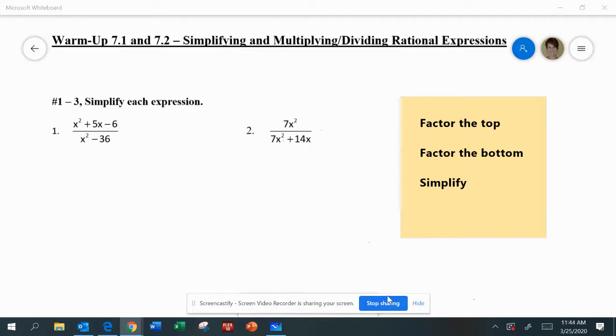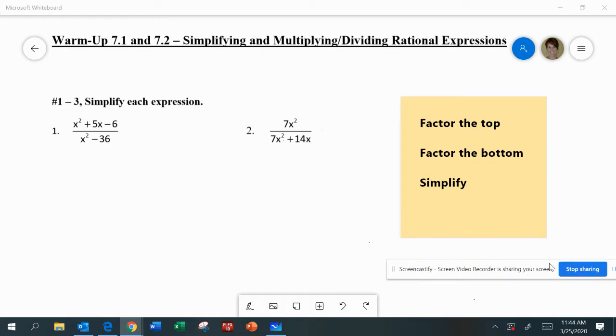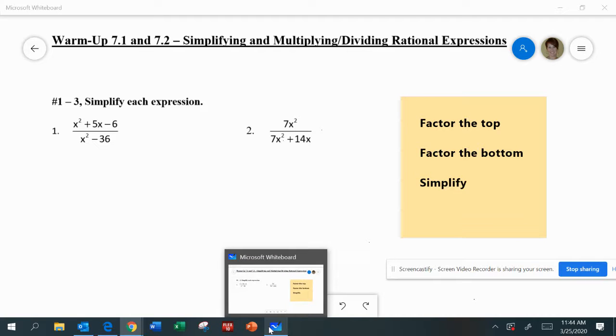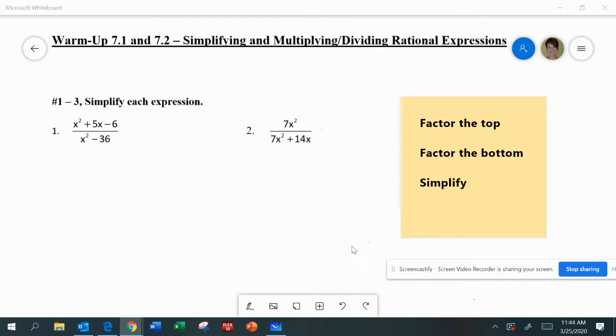So there's a box and there's 3 major tips for simplifying each expression. So we're going to factor the top, we are going to factor the bottom, and then we simplify. So you always want to start by factoring first, not canceling anything out.